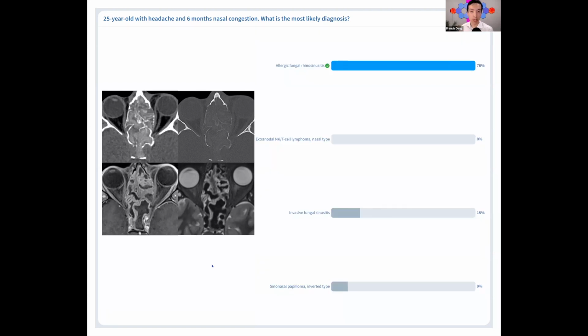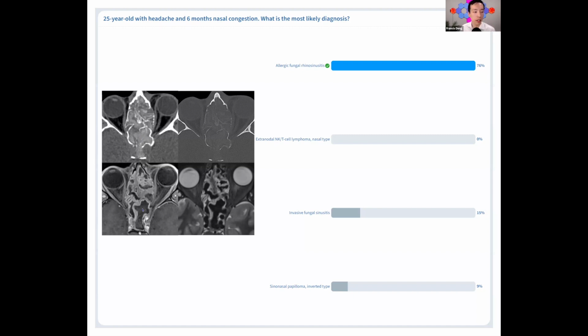Okay, great. We have a majority here choosing allergic fungal rhinosinusitis, which is the correct answer. On CT in this entity, we see hyperdense opacification of the paranasal sinuses. In its severe form, we can have expansion of the bony walls of the paranasal sinuses and dehiscence of the wall as well, due to the constant pressure of this filling of the paranasal sinuses with this inspissated eosinophilic mucin with fungal colonization.